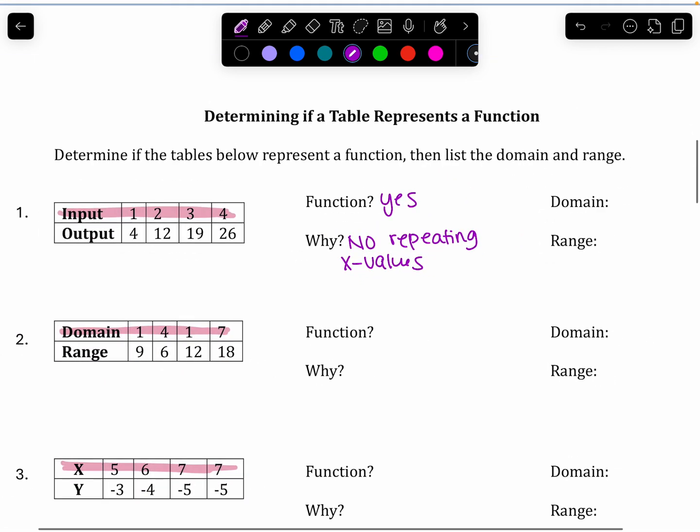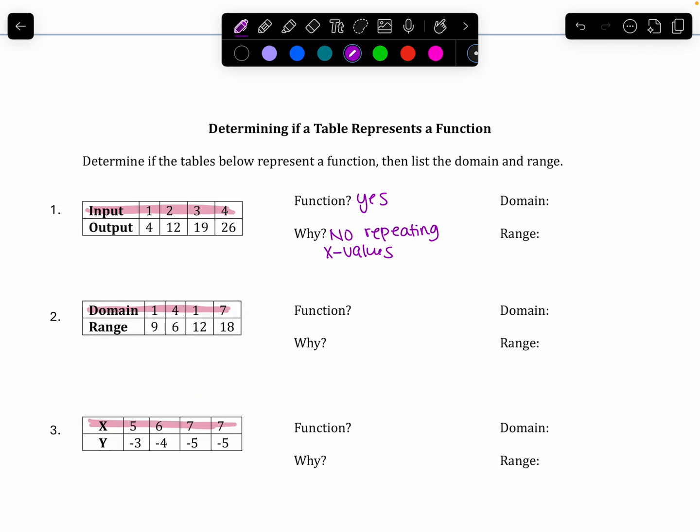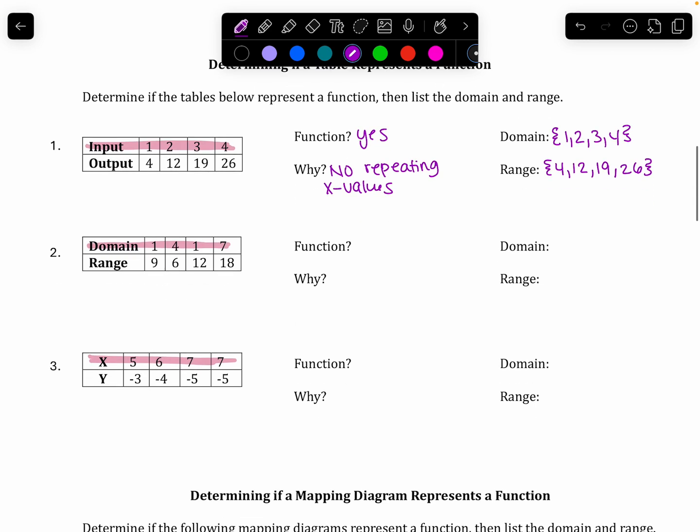Now it wants us to list the domain and the range. Remember that domain are your x values or your input values. So we have 1, 2, 3, and 4. And then we will list our range values, which are 4, 12, 19, and 26.